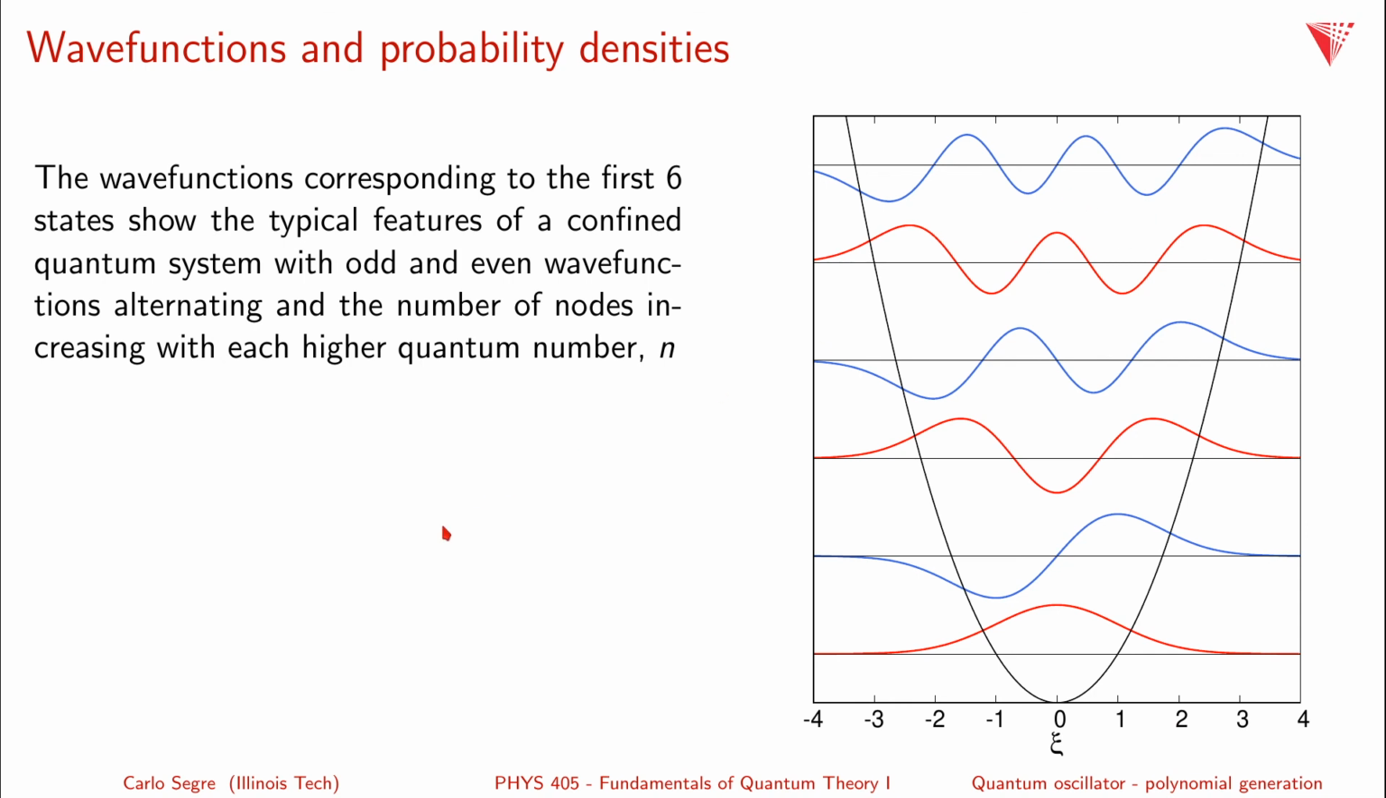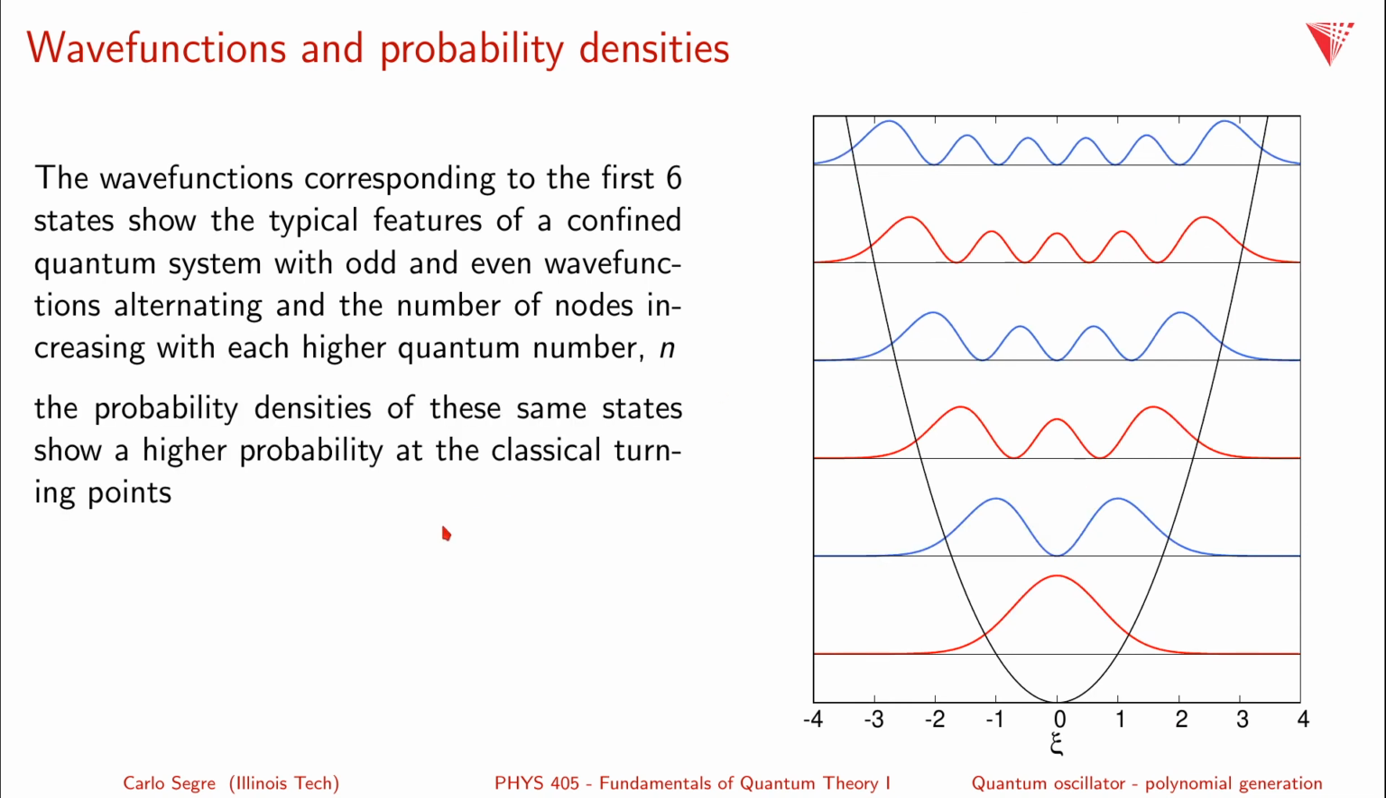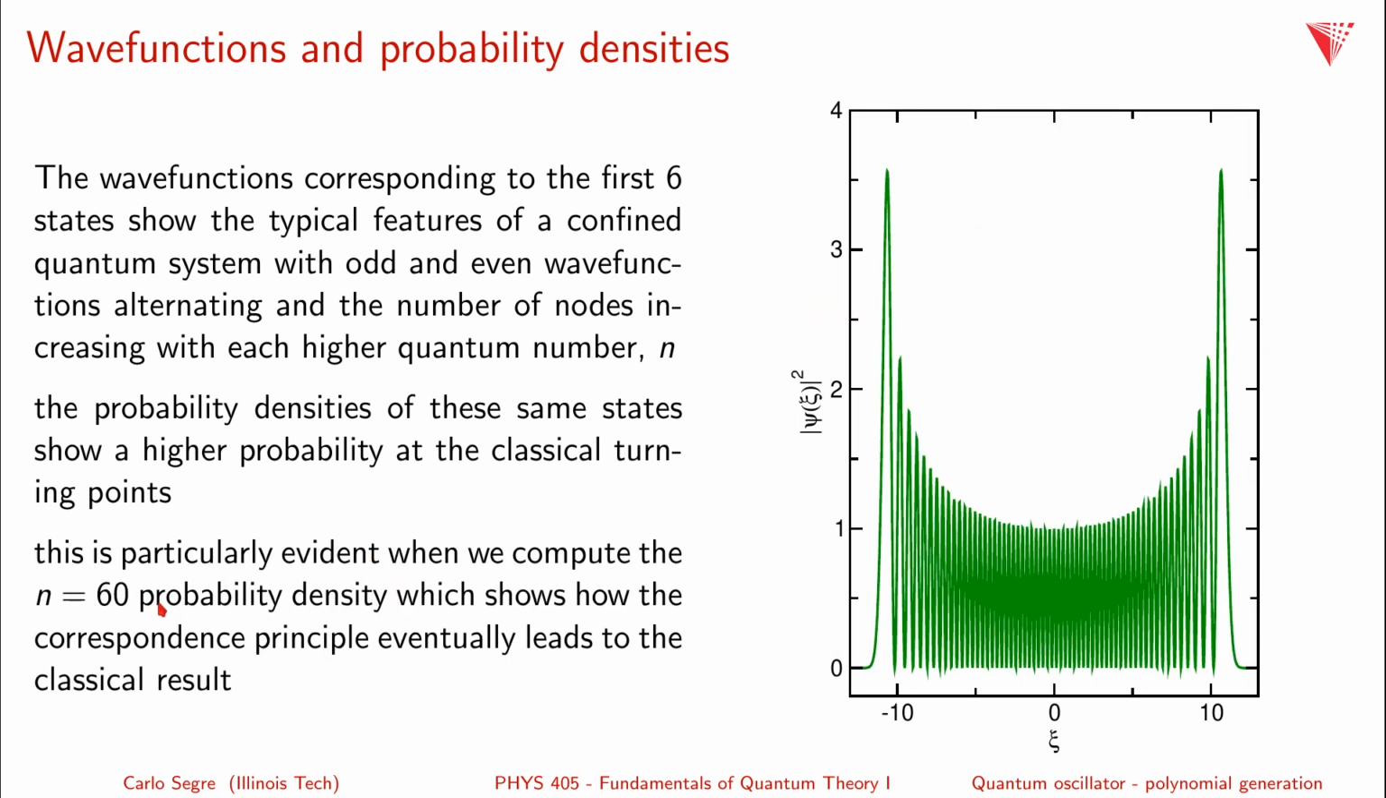If we take the square of this, the probability densities show higher probability density around the classical turning points. And if I go to the biggest value, n equals 60, you see how this really looks like the classical turning point has the highest probability density, which means the oscillator spends more time at the edges, which is what you normally see in a harmonic oscillator.